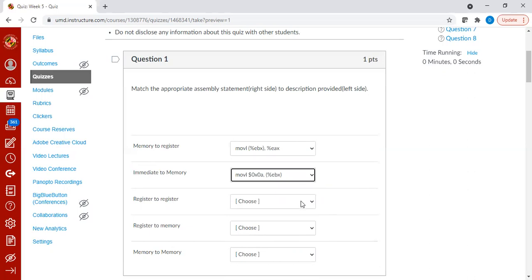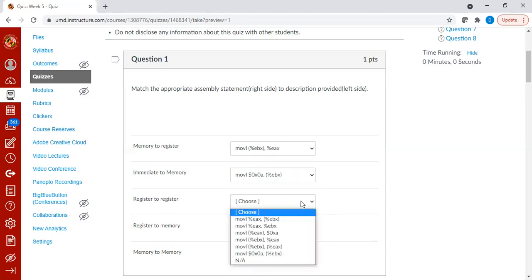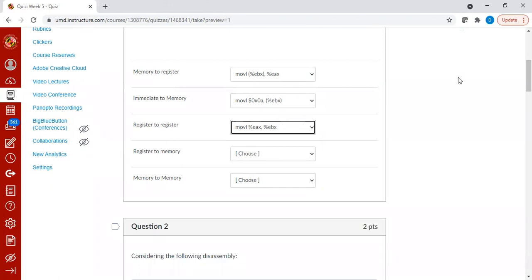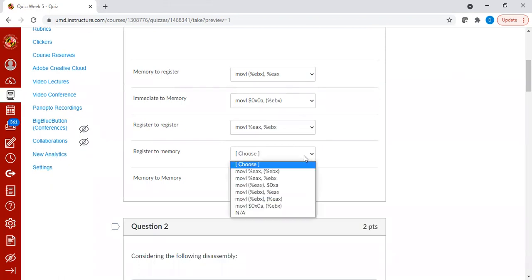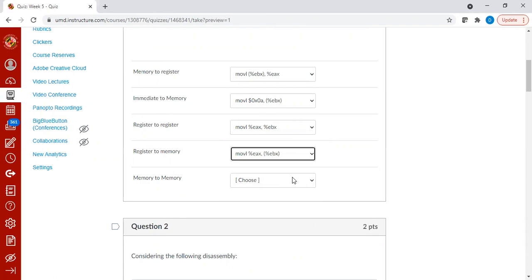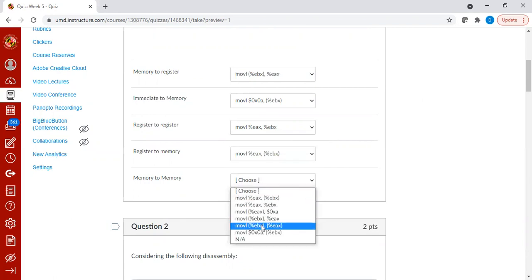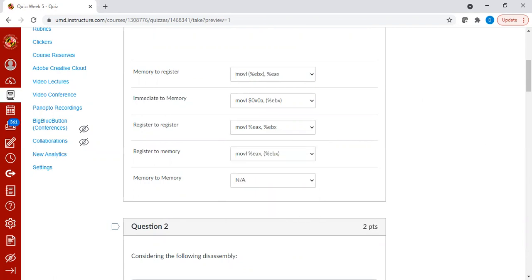Register to register means you have both source and the destination as a register, and register to memory means the destination should have a parenthesis. So it could be this or this or this, but we need to have a register. Therefore, this is the answer. And then finally, memory to memory, there is no such instruction possible. So it is NA. That's basically the answer for the first one.